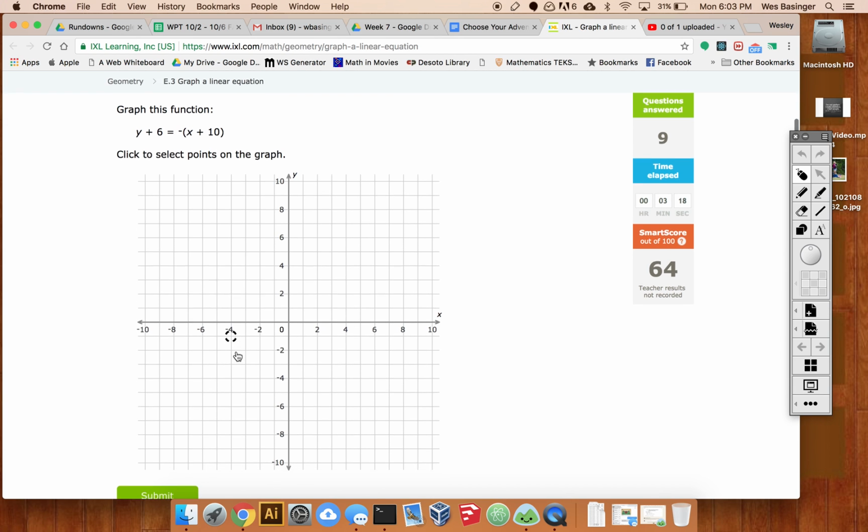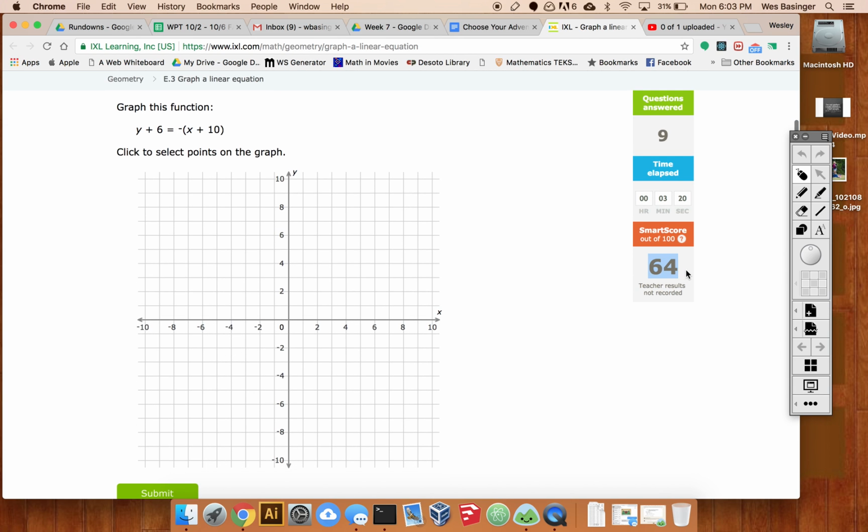Alright, this is point slope. As you can tell, I'm pretty close to passing, and now they switched it up on me. This is not too bad, actually. This is point slope. So I just need to take the opposite of this, which is negative 10, and go to positive 6. So let's go ahead and do that. Do negative 10, positive 6. Now the slope is negative 1, so I'm going to drop down 1 and go over 1, just like that.